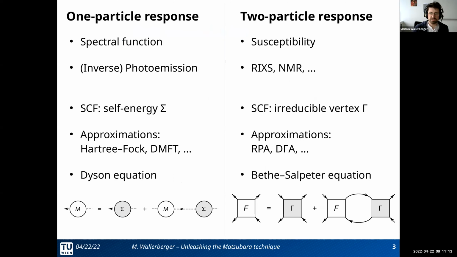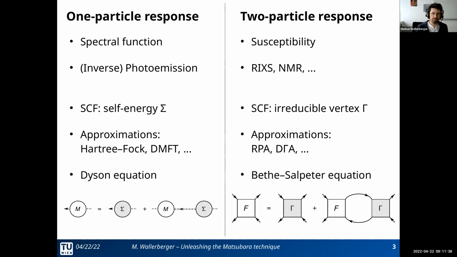So why are those objects interesting? Well, the 1-particle response is interesting because it's connected to the spectral function, so the population and the excitations, the 1-particle excitations you have in your system, and you can measure those in some way with photoemission spectroscopy or inverse photoemission spectroscopy.